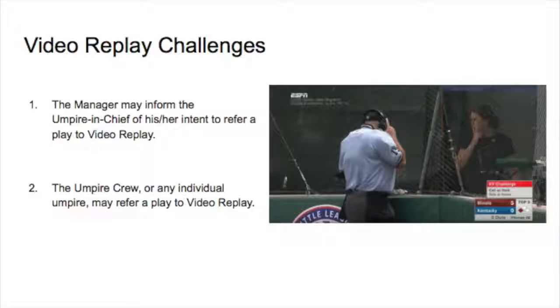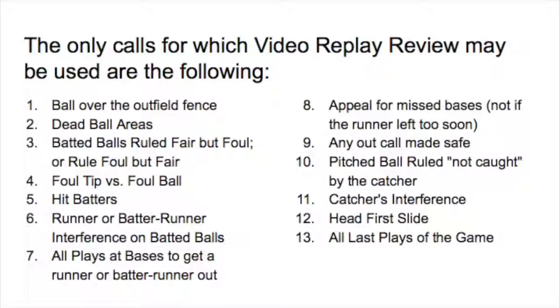Teams are limited to two unsuccessful video replay challenges in the first six innings of play and one unsuccessful replay video challenge after six innings are complete. The game operations replay official will track unsuccessful video replay challenge attempts. The umpire crew, or any individual umpire, may also refer a play to the video operations replay official at any time. Umpires will have unlimited reviews. Video replay may be used in the following situations, to which the game operations video replay official will determine whether or not a play may be video reviewed.